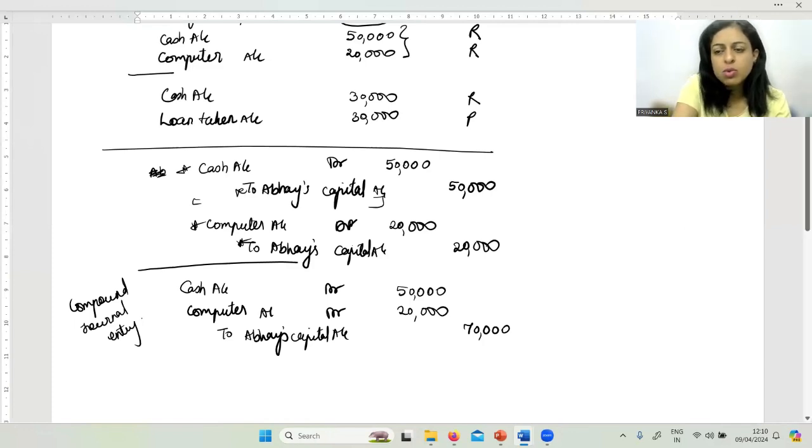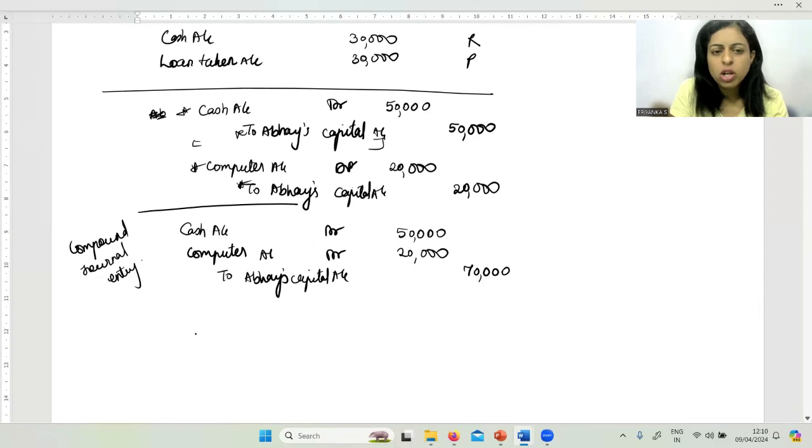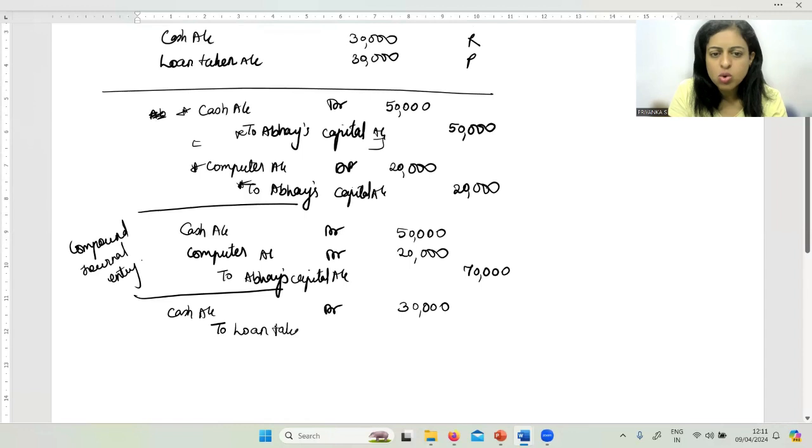Now there was one more thing that was happening on the same date, that is loan was taken, cash account and loan taken, or loan account, correct? So cash is brought into business. Real account rule says debit what comes in, credit what goes out. So cash account debit, amount is 30,000 loan taken, and to loan taken account, because the giver's account is credit. So loan taken account is also credit.